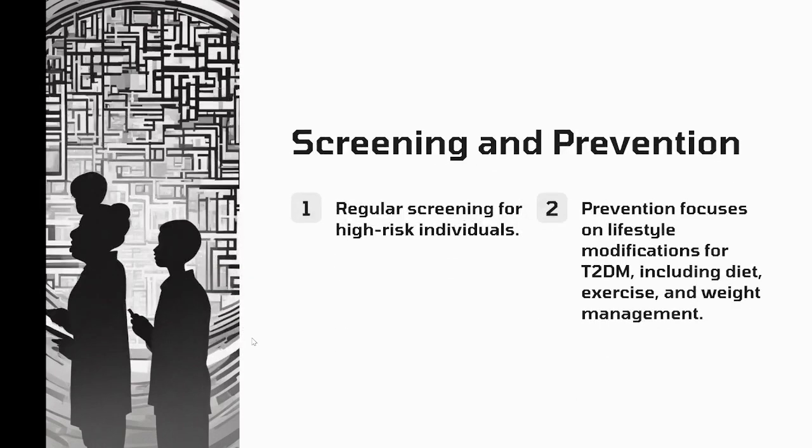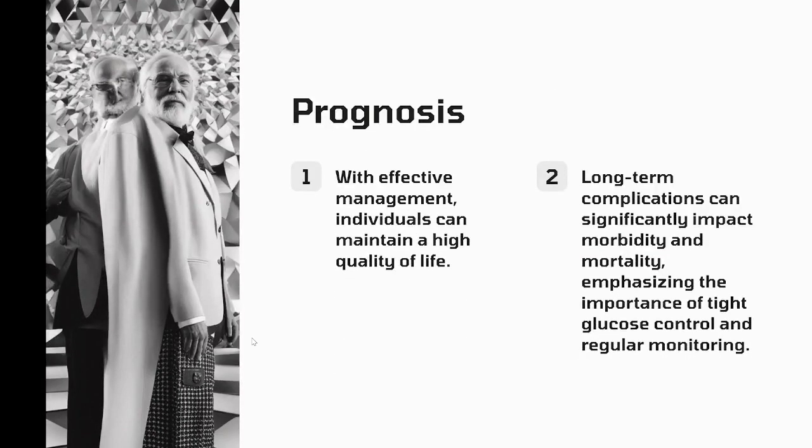Screening and prevention: regular screening for high-risk individuals. Prevention focuses on lifestyle modifications for T2DM, including diet, exercise, and weight management. Prognosis: with effective management, individuals can maintain a high quality of life. Long-term complications can significantly impact morbidity and mortality, emphasizing the importance of tight glucose control and regular monitoring.